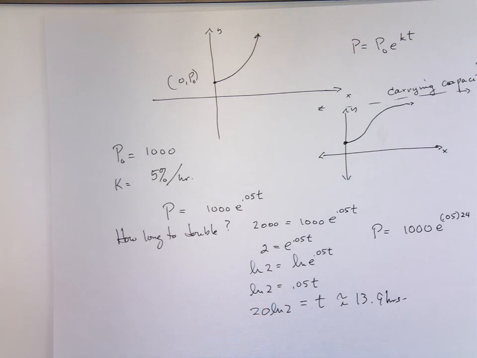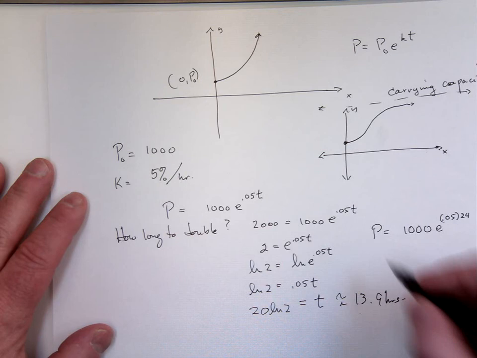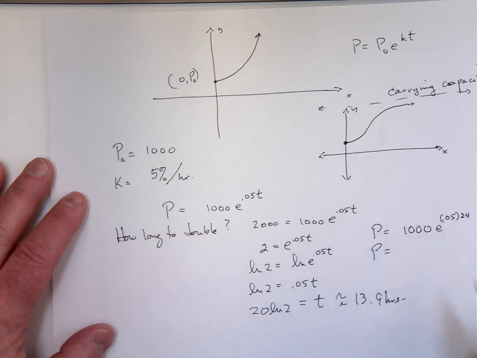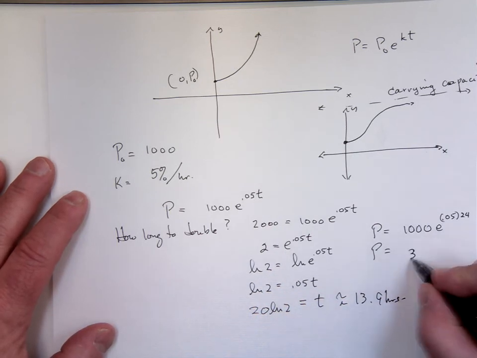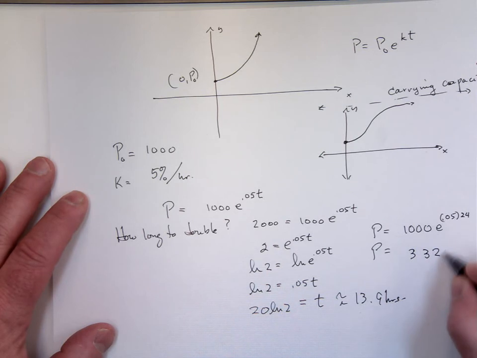Yes, it does. Good deal. Okay, so in 24 hours, how many of these strep germs do you have? It's 0.05, I need someone to do 1,000 times e to the 0.05 times 24. 3,320. Thanks. Okay, 3,320. So they've more than tripled in the 24 hours, okay?